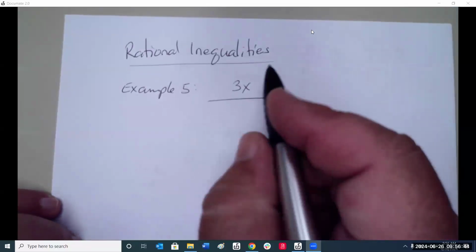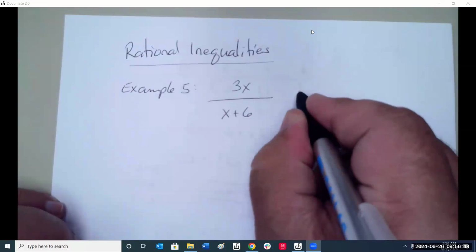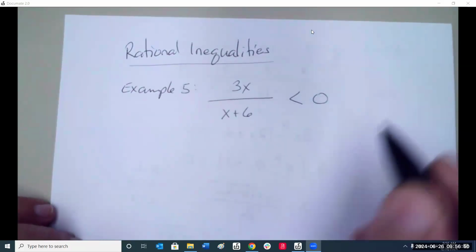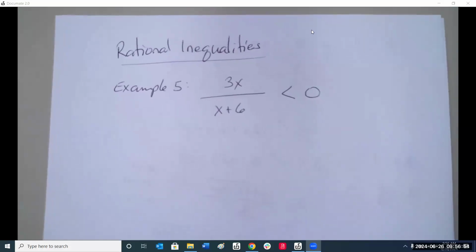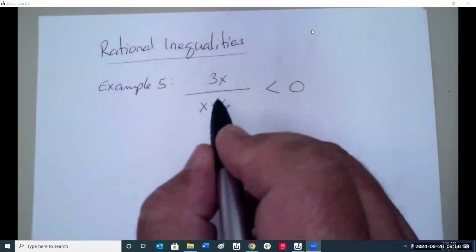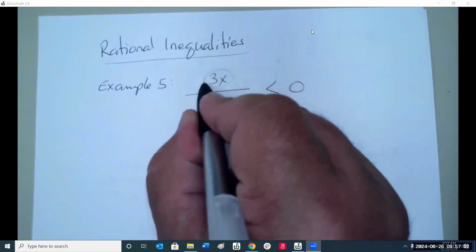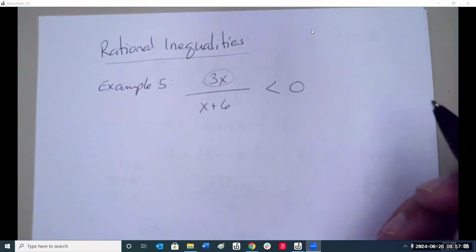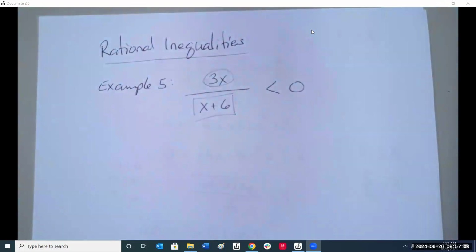Rational inequalities. With rational inequalities, we have an added twist to it. Remember, the only x-intercept we have is from the numerator. The denominator gives us a vertical asymptote.